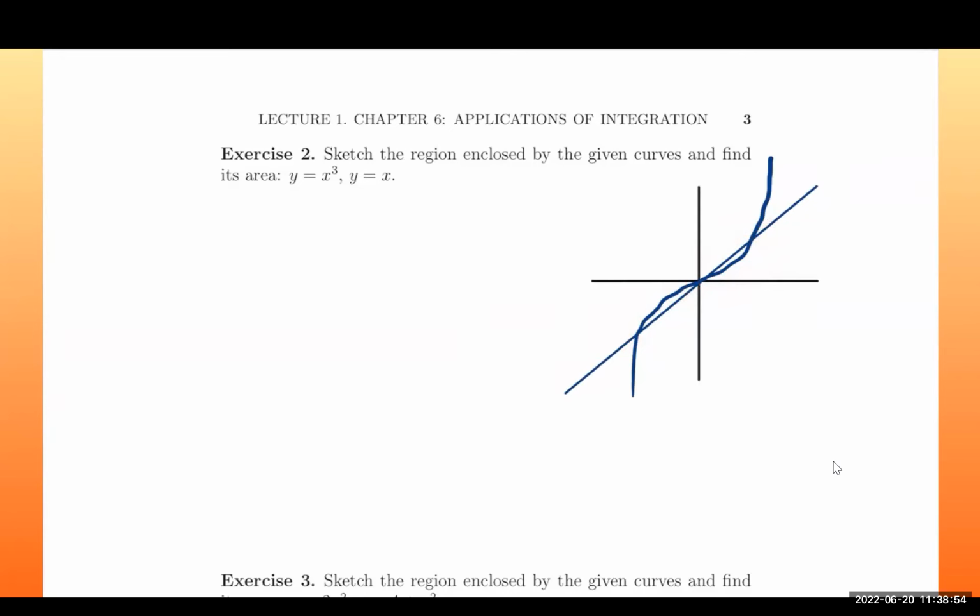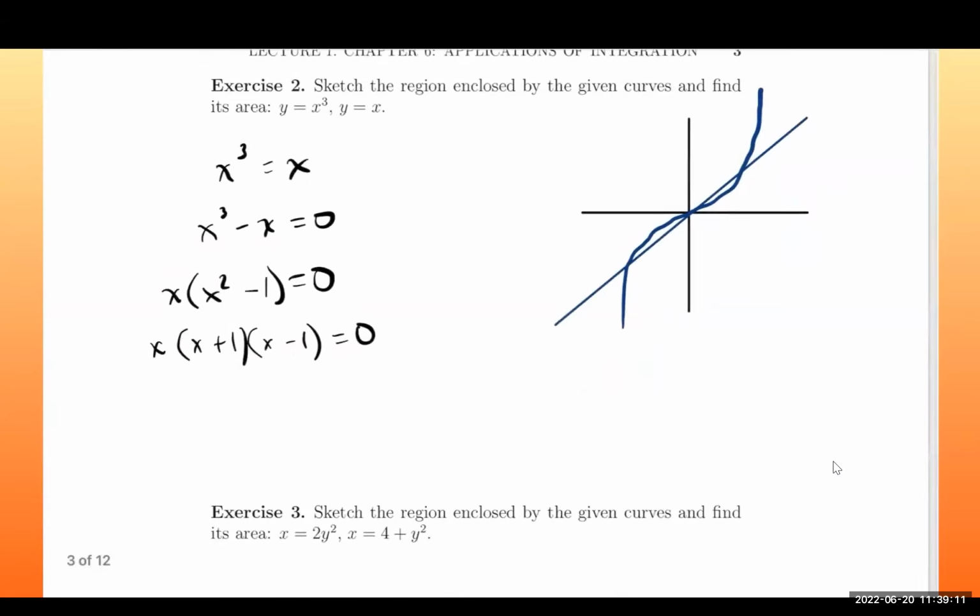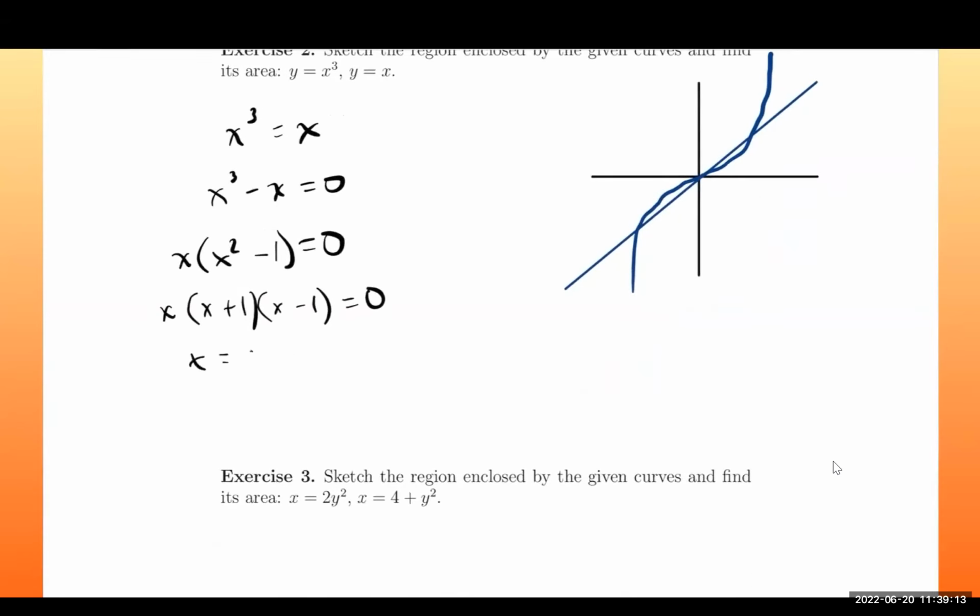So let's find the points of intersection by setting these two functions equal to each other. Because they're both equal to y, subtract x over, factor out an x, and factor once more the difference of two squares. And there you have your points of intersection. So this would be -1, this would be 0, and this would be 1.